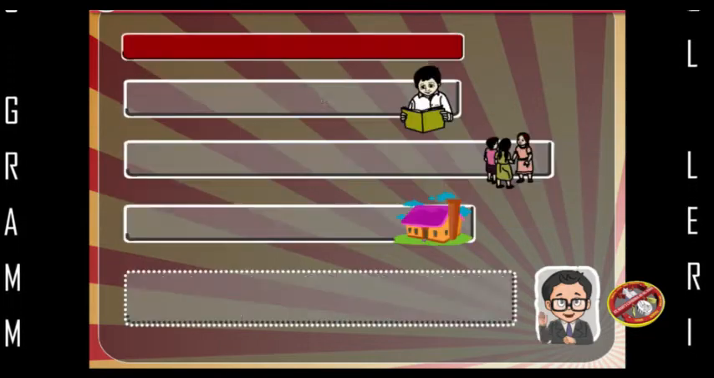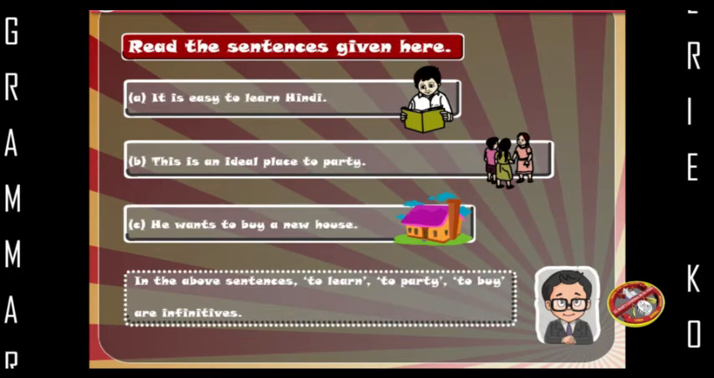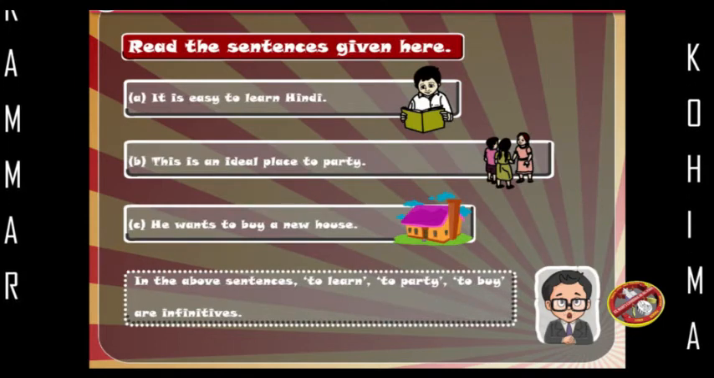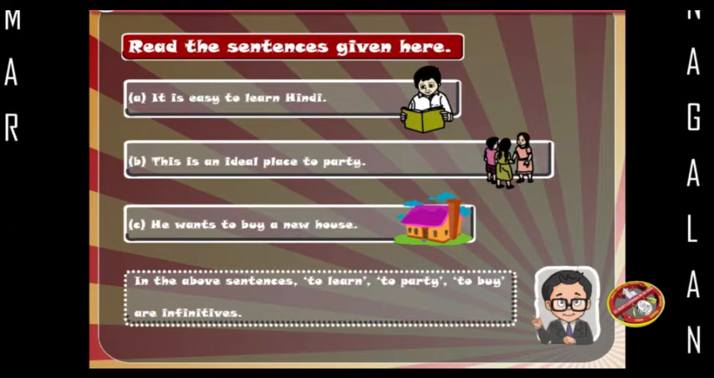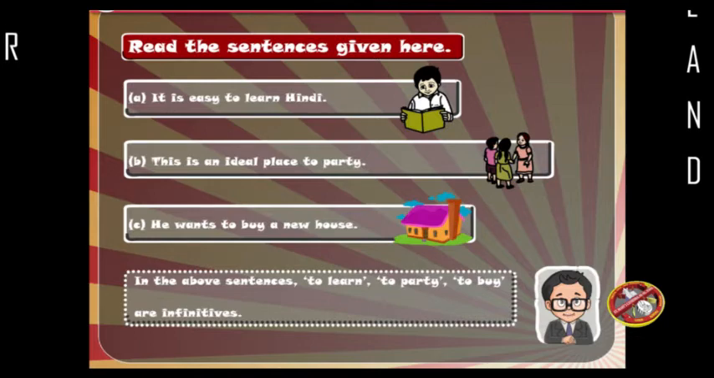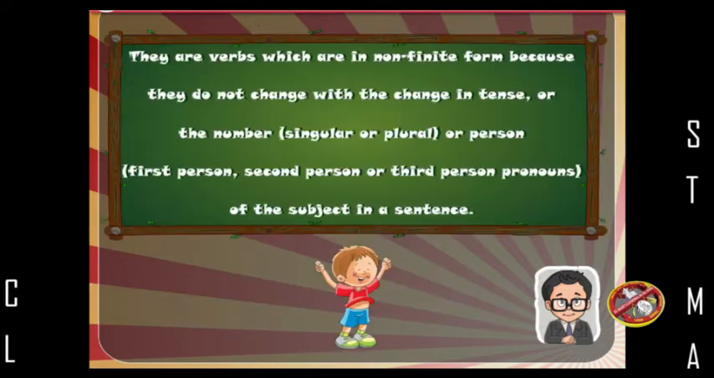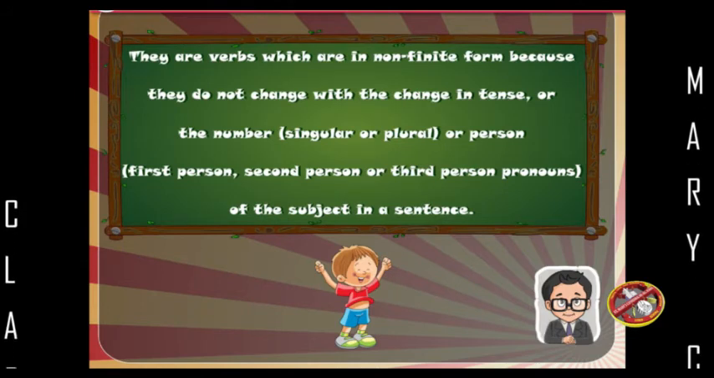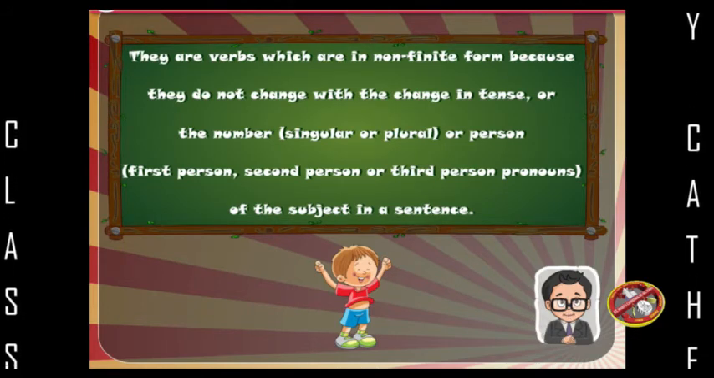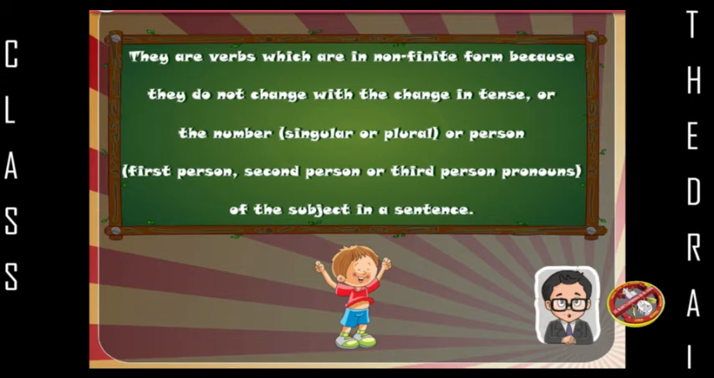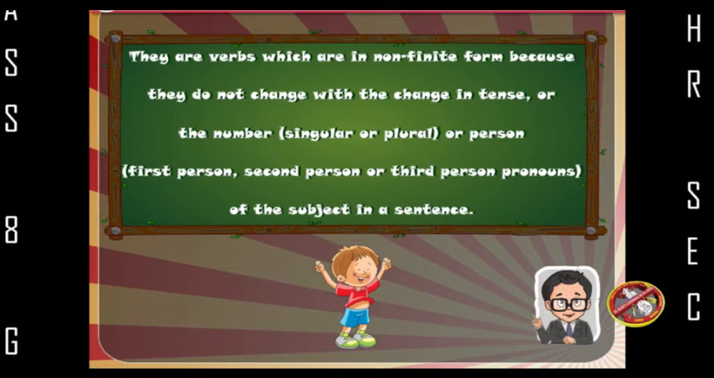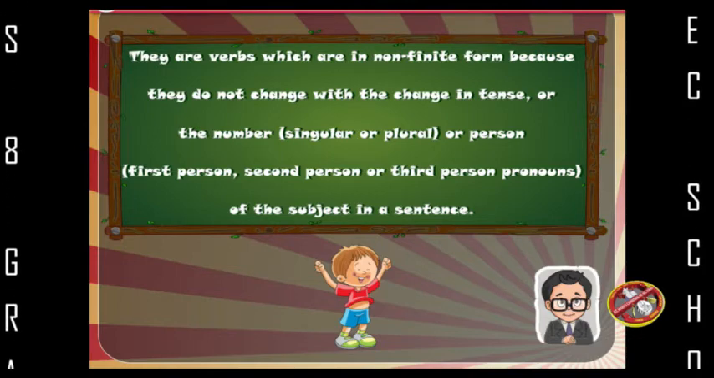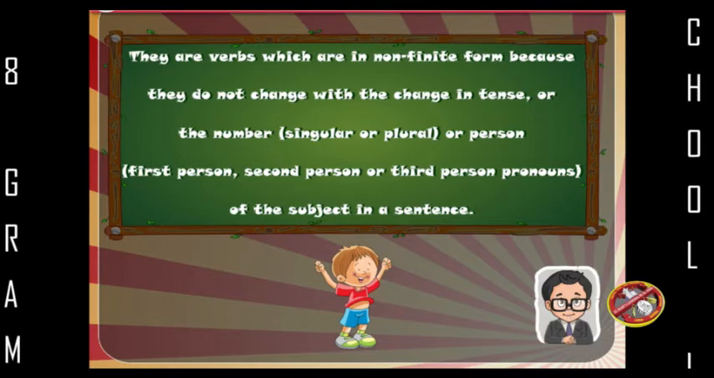Read the sentences given here. It is easy to learn Hindi. This is an ideal place to party. He wants to buy a new house. In the above sentences, to learn, to party, to buy are infinitives. They are verbs which are in non-finite form because they do not change with the change in tense or the number, singular or plural, or person, first person, second person or third person pronouns of the subject in a sentence.